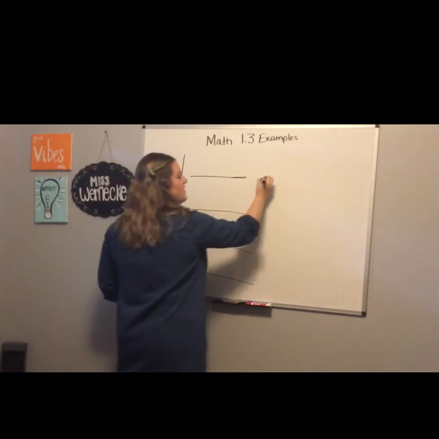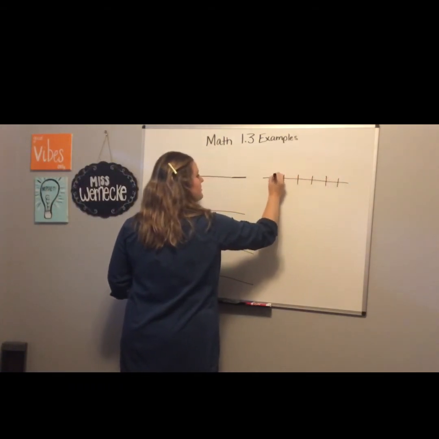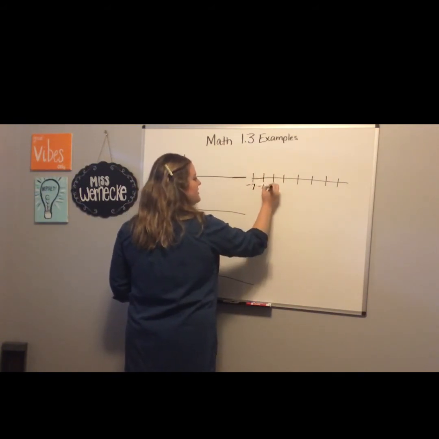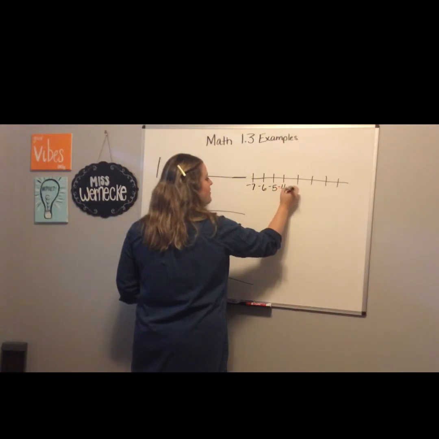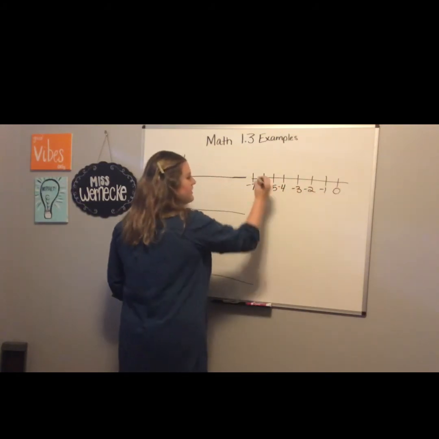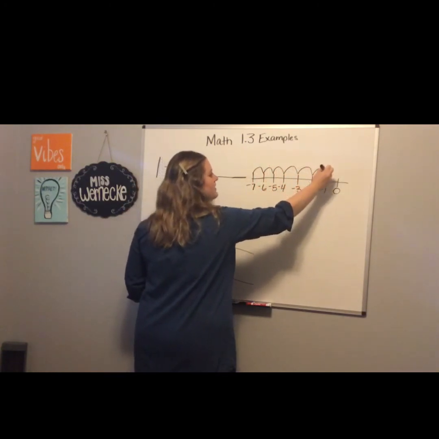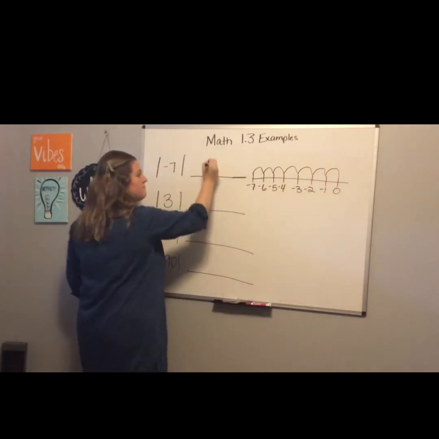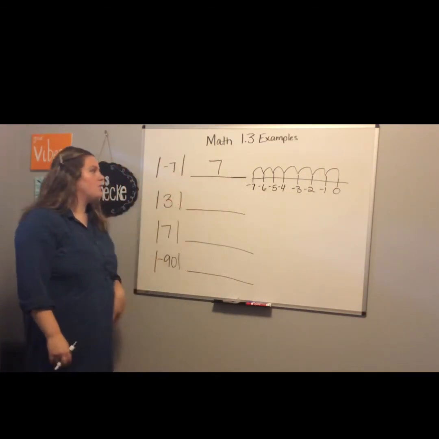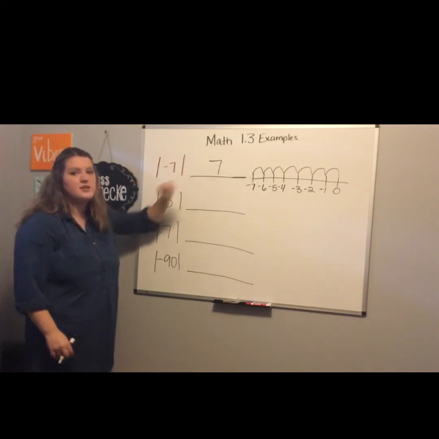You can do this on a number line. I have -7, -6, -5, -4, -3, -2, -1, and 0. And you can count 1, 2, 3, 4, 5, 6, 7. The absolute value of -7 is 7. Or you can just look at the number without a sign in front of it, and that's your answer.